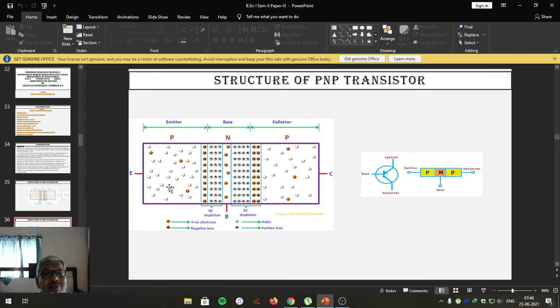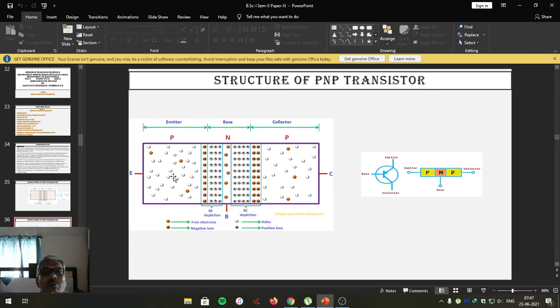Friends, as usual, this region is heavily doped. To be referred to as an emitter, it has to emit the charge carriers, especially it emits the holes. This region is called the collector. It is moderately doped, and it has a large area. In between two P regions, the N region is sandwiched. It is very thin and very lightly doped, and it is called the base.